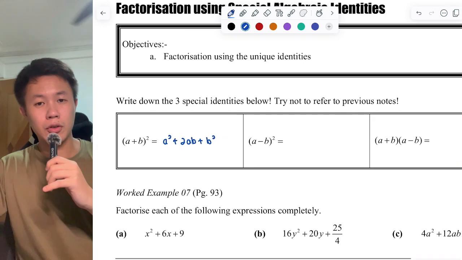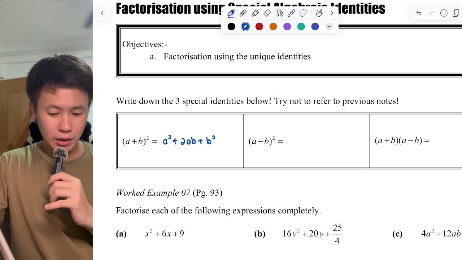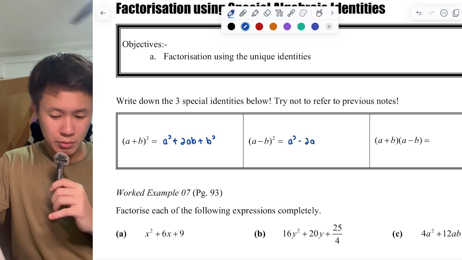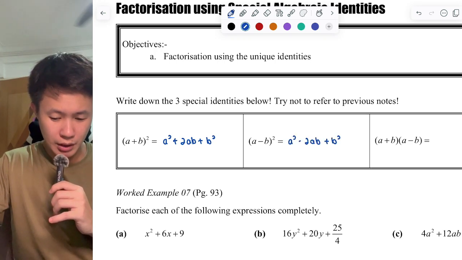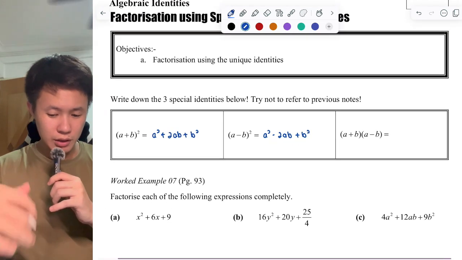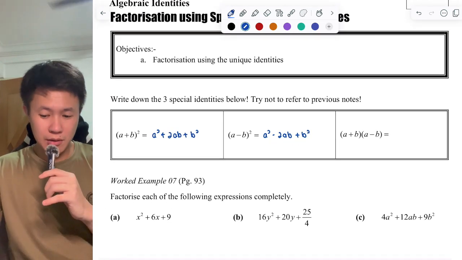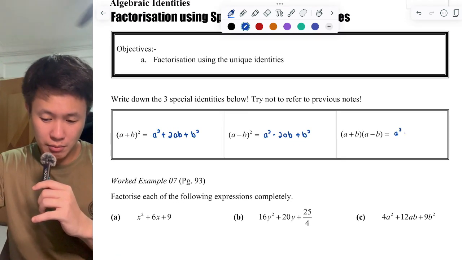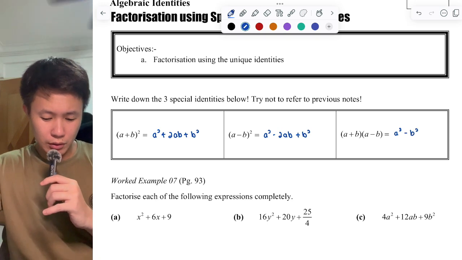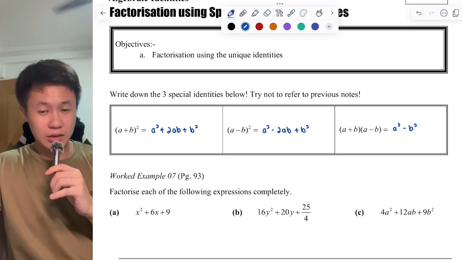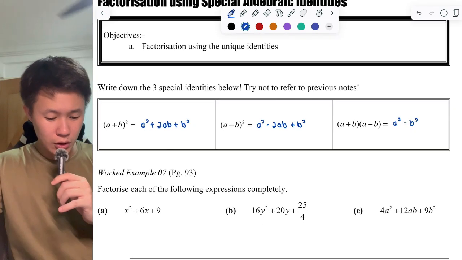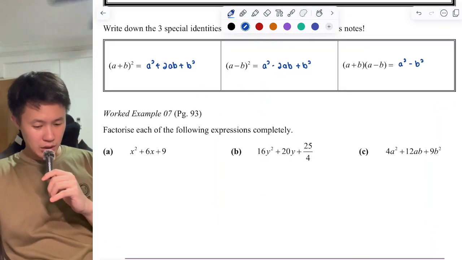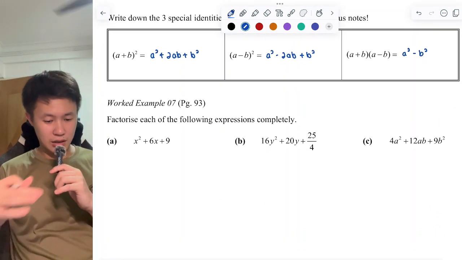Right? And then for (a minus b) bracket square, we get a square minus 2ab plus b square. And the last one is when you take (a plus b) times (a minus b), you actually get just a square minus b square. Now, with this, we're going to apply them to factorization, and I'll broadly go through each of them very quickly. The first one is when you have cases like that.